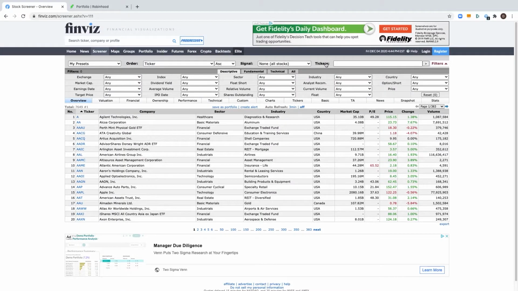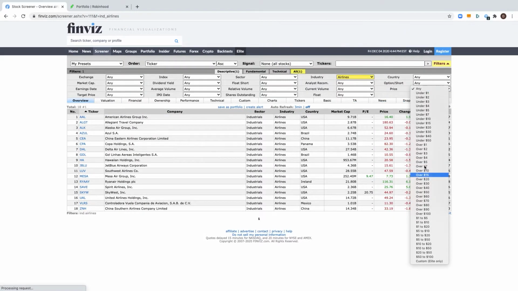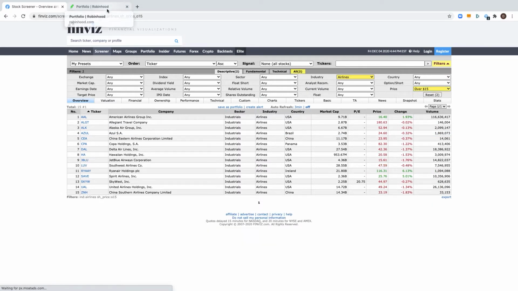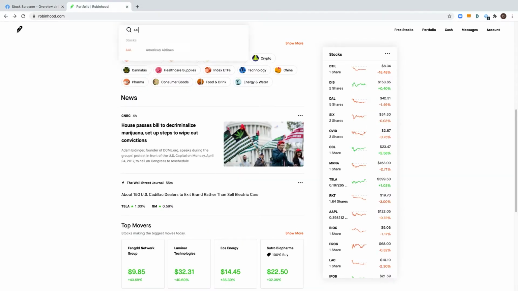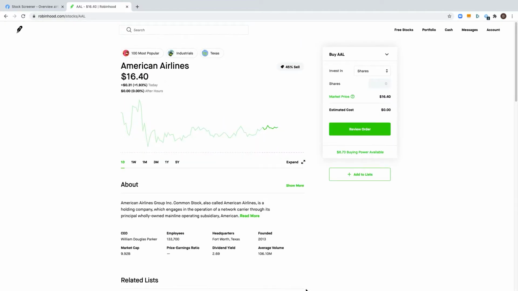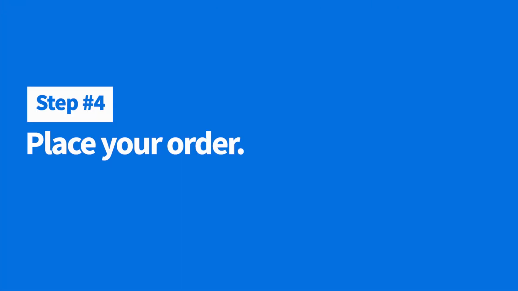A stock screener can be a helpful tool, especially for investors who are just starting out. Stock screeners allow you to search for stocks by a variety of different metrics, including industry, sector, price, and more. Once you've identified a stock that you would like to purchase, search for the stock by name or ticker symbol. Next, it's time to submit your order.